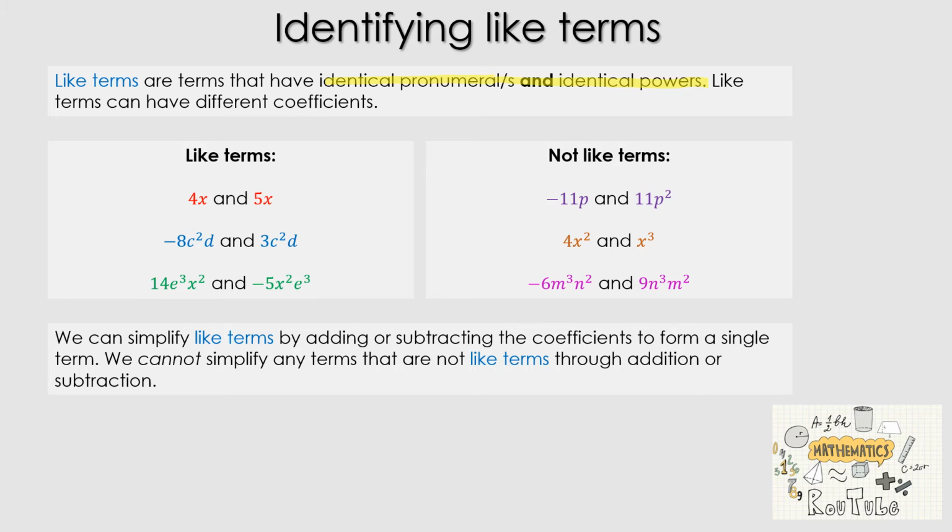Now we can simplify like terms by adding or subtracting the coefficients to form a single term. We cannot simplify any terms that are not like terms through addition or subtraction. Just going to highlight that very last sentence, because that's a really important thing to note and often where mistakes get made. Multiplication and division are totally separate, and we'll get to that later in the video. But when we are adding and subtracting, we can only add and subtract terms that are like.